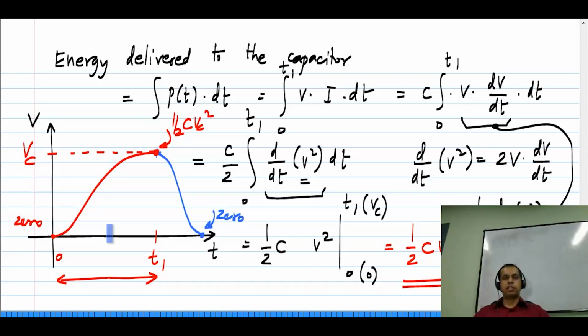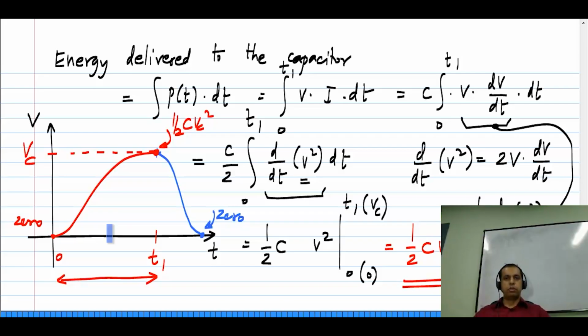But the one thing is that the net energy delivered to the capacitor is always positive. That is, you assume that a capacitor starts from 0 volts, it has 0 energy, and then after that you change the voltage in whatever way you want and take it to some voltage Vc. The energy delivered to it will be half C Vc squared. Because of the square term, this quantity will be positive. So that means that a positive energy is delivered to the capacitor.